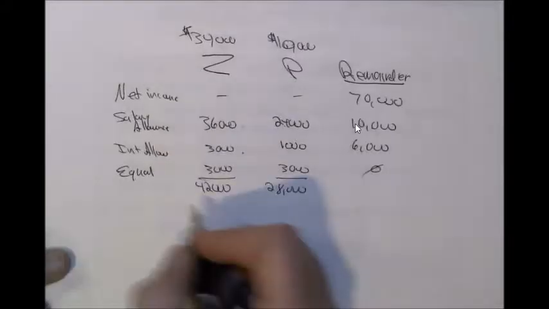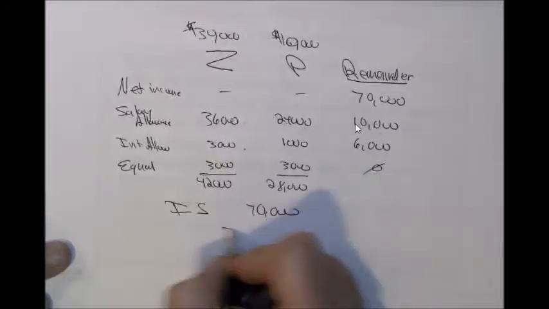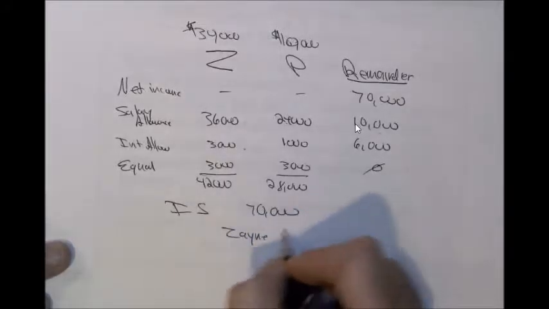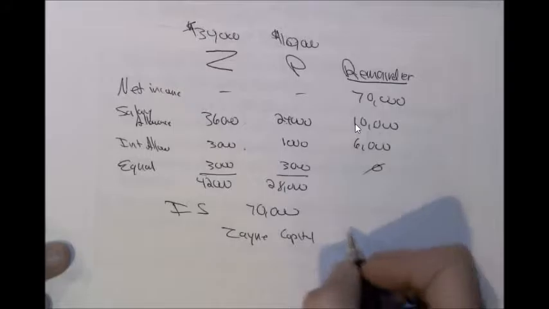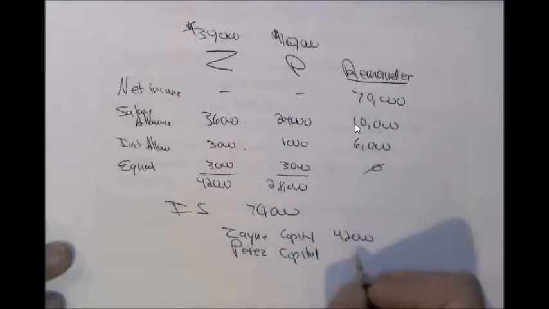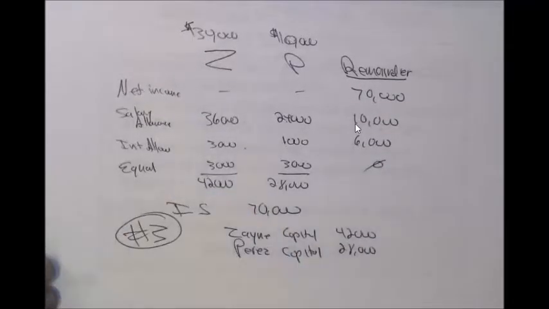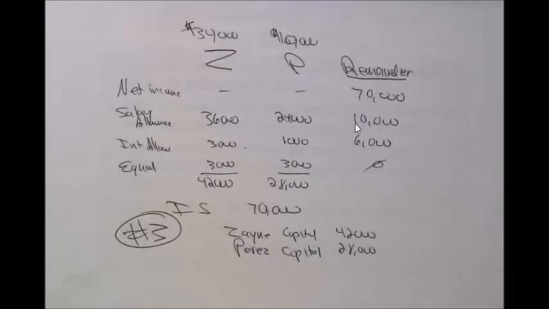So remember, our journal entry would be what? Income summary for $70,000, and we have Zane capital of 42,000, Perez capital of 28,000, right? So this is step 3 in the closing process. Same step we've been doing every time, right? So that's what happens when we divide $70,000 in net income, right?